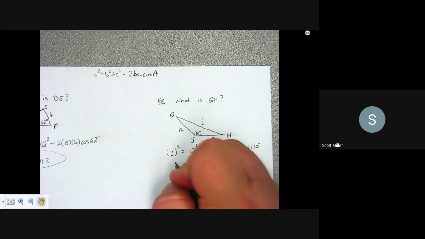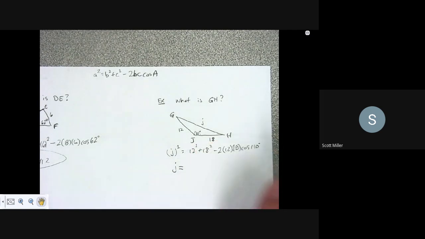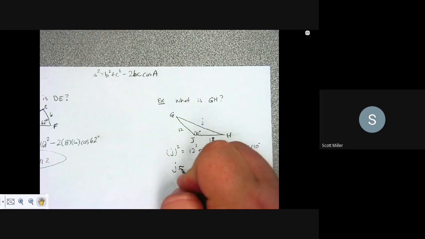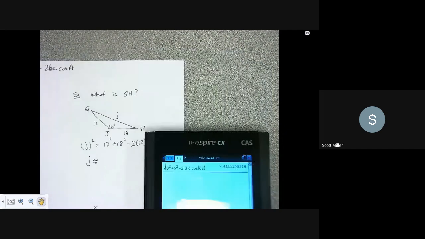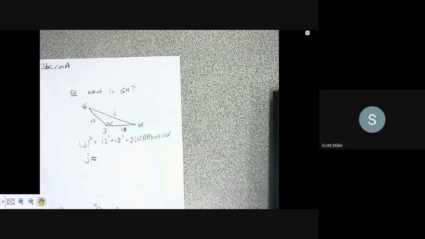We just take the square root of both sides, and we get j is going to be approximately, and then we type it in. So the biggest mistake people make with this is they forget to take the square root, so be careful. Square root of 12 squared plus 18 squared minus 2 times 12 times 18 times the cosine of 110. And there you go, 24.814.